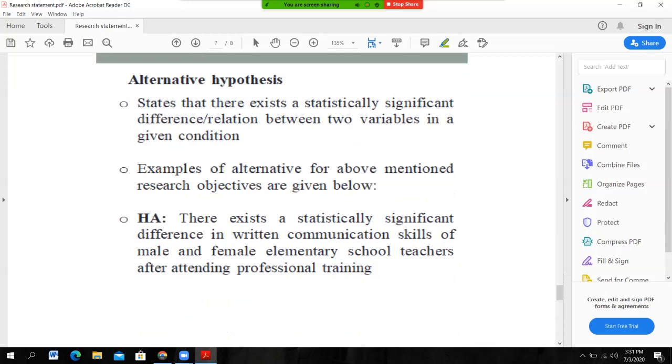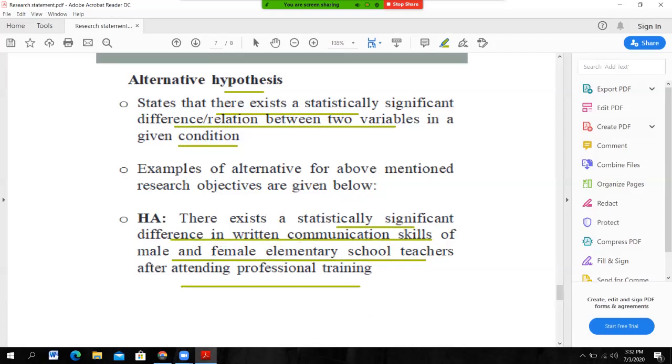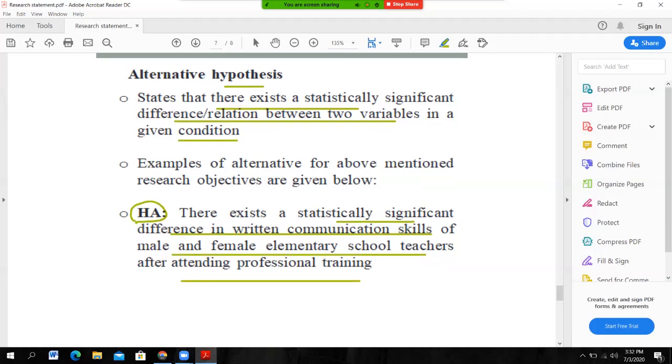Alternative hypothesis is the alternative form, and it shows that there exists a statistically significant difference between two variables in a given condition. An example of an alternative hypothesis for the evaluation research objective is given below. There exists a statistically significant difference in written communication skill of male and female elementary school teachers after attending a professional training. So it means after getting professional training, there must be significant differences in the written communication skill of those teachers who attended the professional training and those who did not. So this is the alternative, and it is denoted by HA. It means alternative hypothesis.